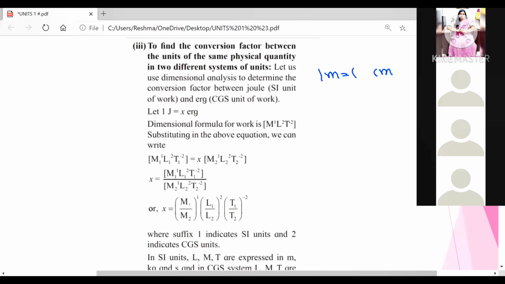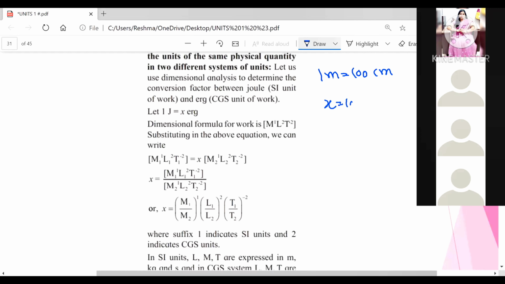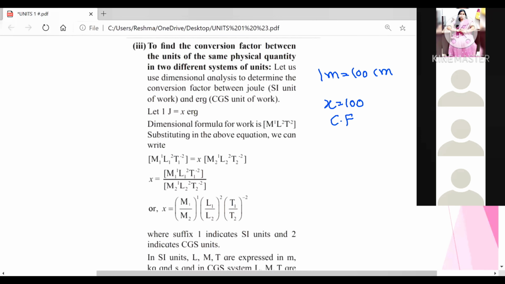Good. Then we'll write here the conversion factor is 100. This 100 is a conversion factor, which converts the meter into the centimeter by multiplying. I will consider x is the 100, that is the conversion factor. Then I will write 1 meter is equal to x centimeter. Means x works as a conversion factor, which converts the meter into the centimeter.